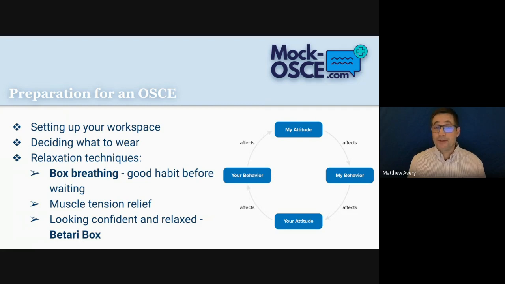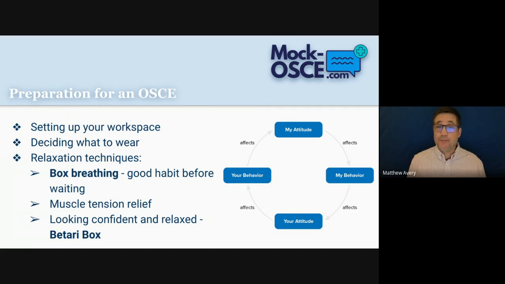You may be familiar with the Batari box. If not, I suggest looking it up. But basically, it says that your behavior will affect your patient's attitude, and their attitude will affect their behavior, and your patient's behavior will affect your attitude, which affects your behavior, and so on. So looking confident is really important. And the better prepared you are, the more confident you'll be.